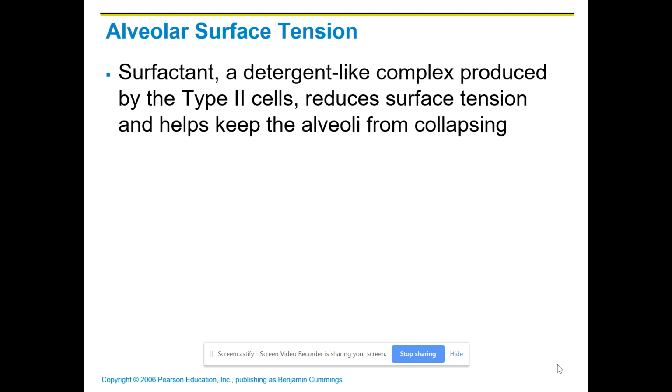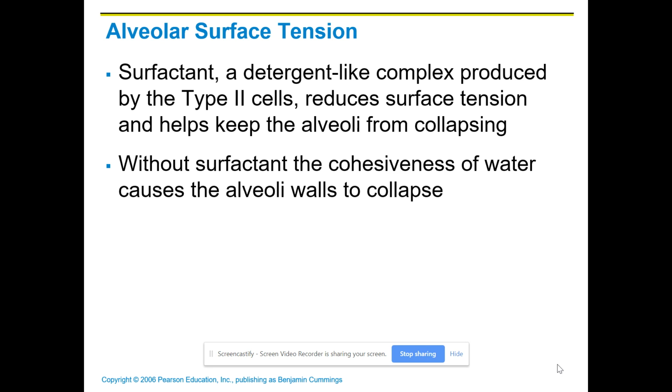Well, the only way to prevent those little tiny alveoli from collapsing is to decrease this surface tension. And that's exactly what surfactant does. Remember, surfactant is made by these type 2 cells. It coats the inner surface, reducing surface tension so the alveoli don't collapse. Without that surfactant, this cohesiveness, the surface tension of water causes those alveoli to collapse, and they're very hard to reinflate.